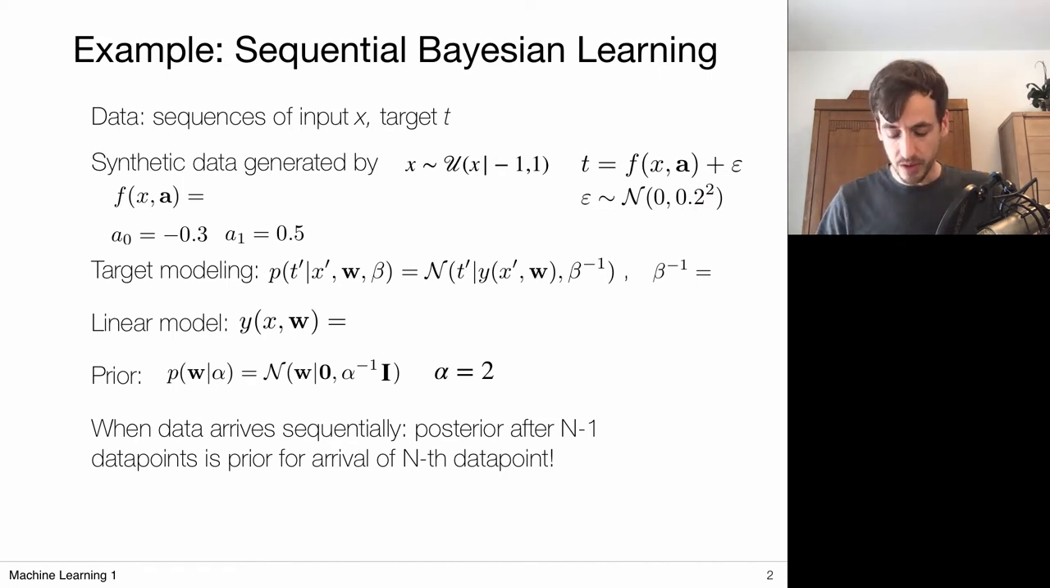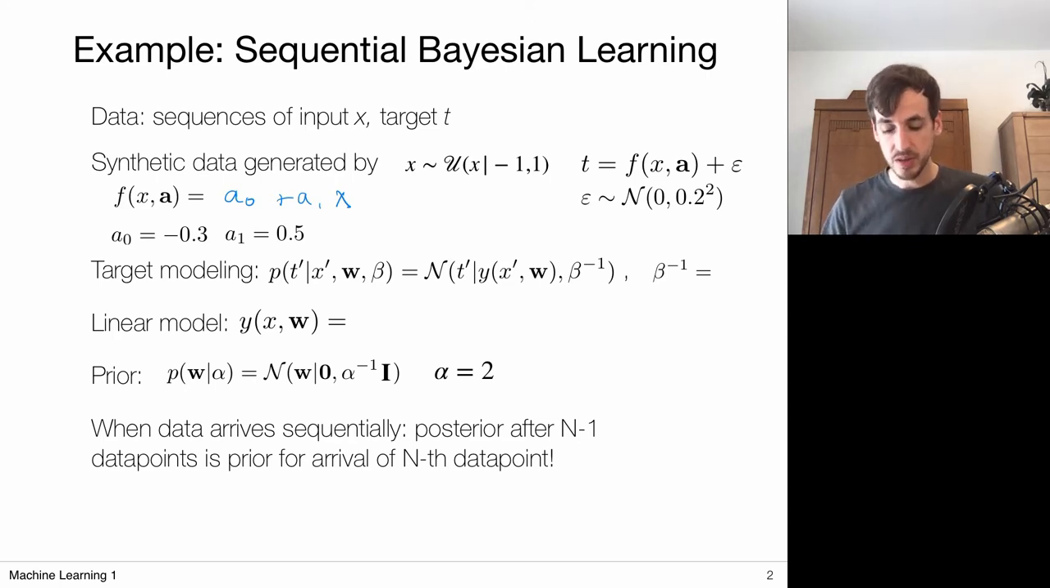And this ground truth model, f of x parameterized by a, will be given by a0 plus a1x. So really we model a linear relation between input x and target t. And in this experiment, we will set these parameters a0 to be minus 0.3 and a1 to be 0.5. So this whole setup describes a joint probability distribution that describes the likelihood of observing an input variable x together with a target t. And our aim is to recover this distribution.